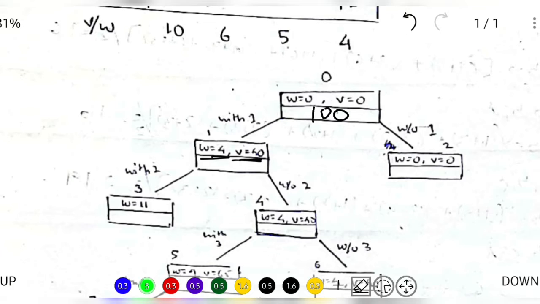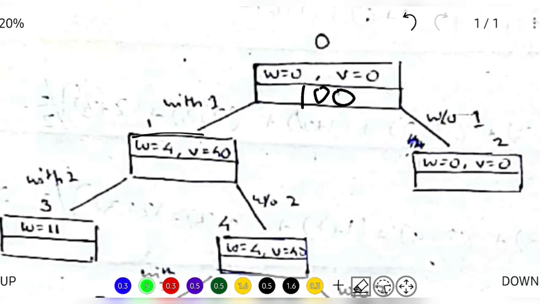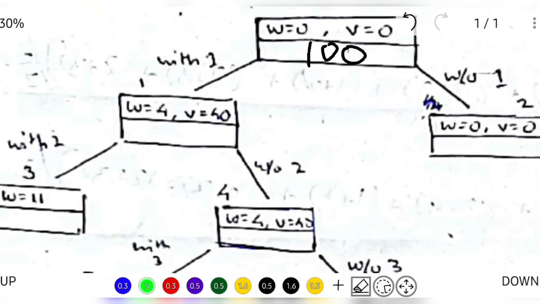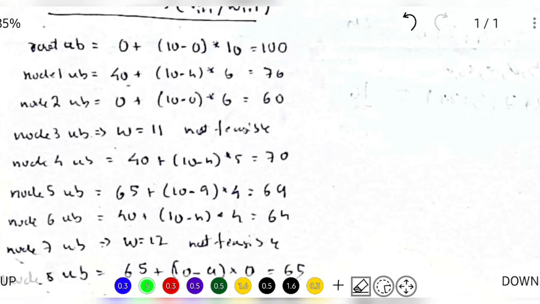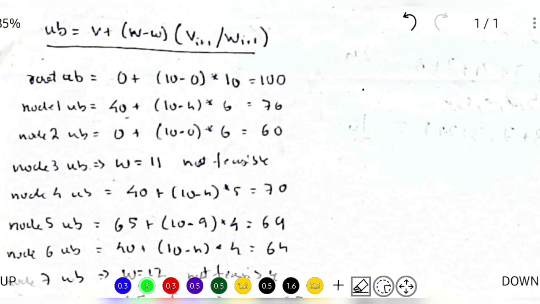Okay, that will be writing here W as 4 and V as 40 in case we include object 1. The second possibility is not including object 1. If you don't include object 1, weight and value will be the same here. Then we will find out the upper bound for each of these cases. Now we have the updated values, small w as 4 and V as 40. So let's update the values here. W is 4, V is 40.